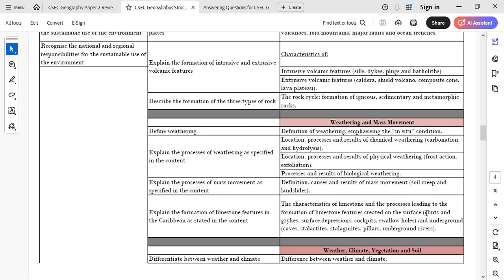With limestone, you need to know surface features and subsurface features. What are the features formed on the surface? The syllabus clearly identifies which are the ones on the surface. So they could ask you to describe them, or they could ask you to explain how they are formed.